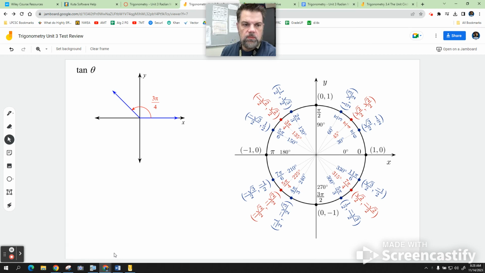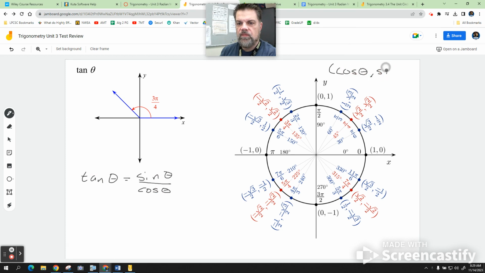All right, so we're asked to find tangent of 3 pi over 4. Remember that tangent of theta is equal to sine of theta over cosine. And on the unit circle, our xy values are really cosine of theta, comma, sine of theta. So what I want to do is find these values and plug them in.